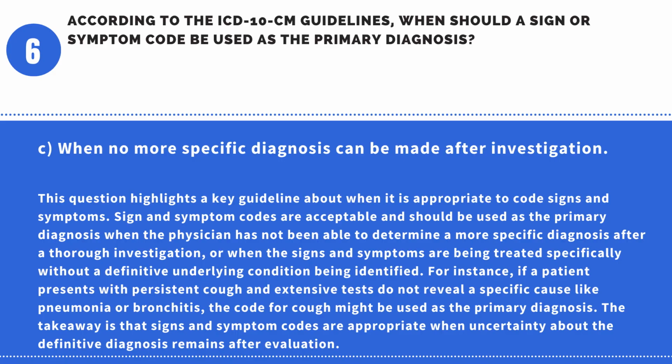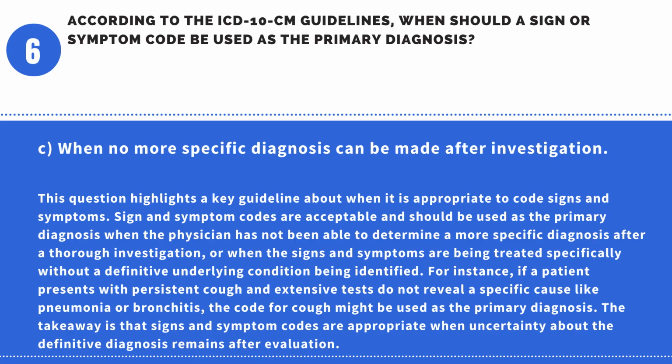Answer C. When no more specific diagnosis can be made after investigation. This question highlights a key guideline about when it is appropriate to code signs and symptoms. Sign and symptom codes are acceptable and should be used as the primary diagnosis when the physician has not been able to determine a more specific diagnosis after a thorough investigation, or when the signs and symptoms are being treated specifically without a definitive underlying condition being identified.